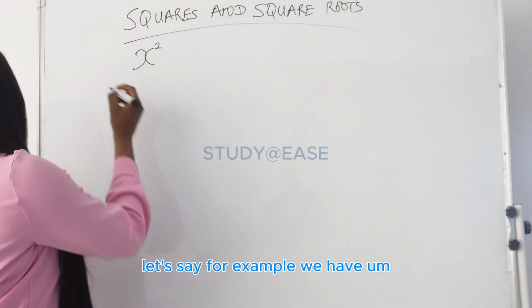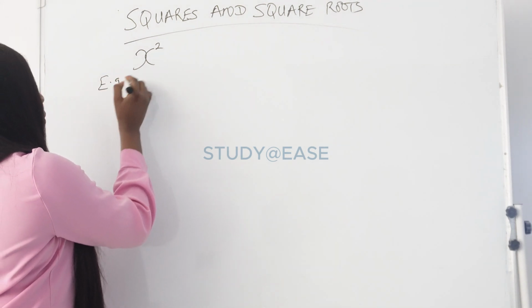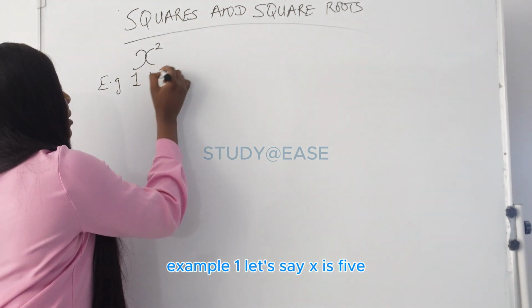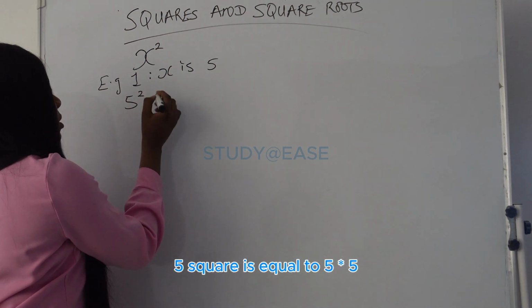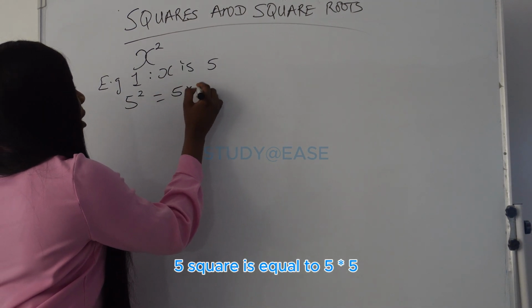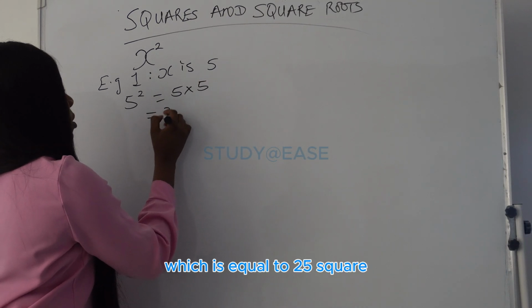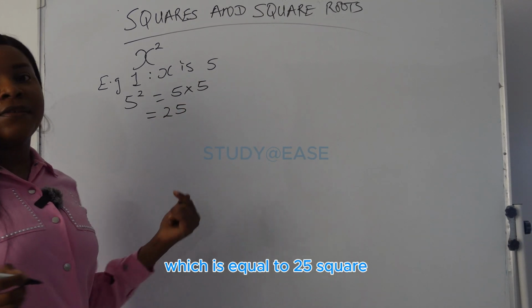Let's say, for example, we have example 1. Let's say x is 5. 5 squared is equal to 5 times 5, which is equal to 25.